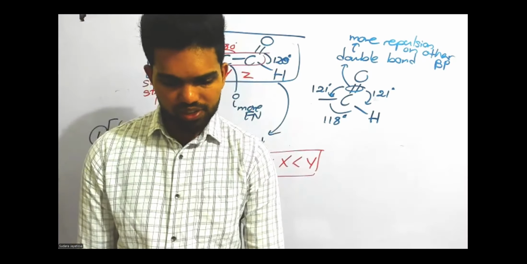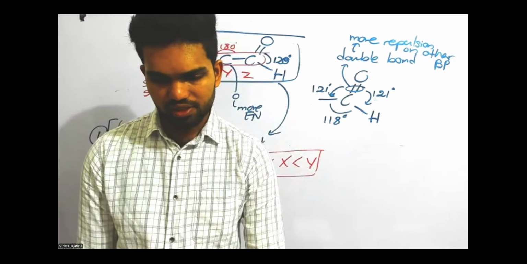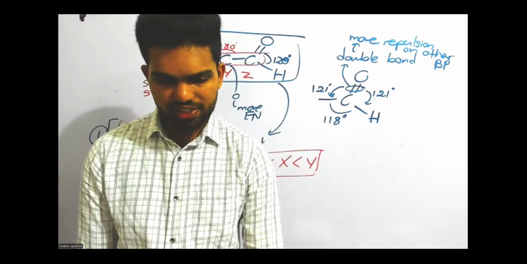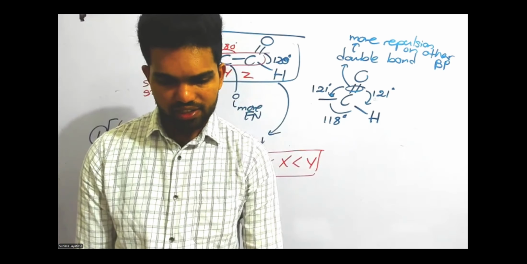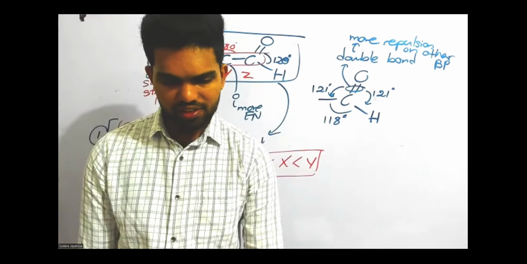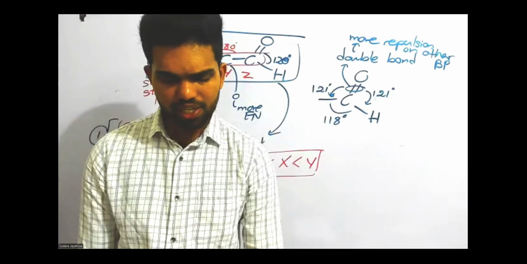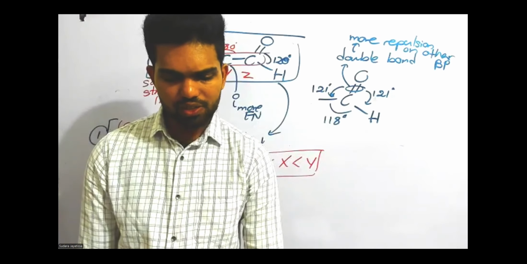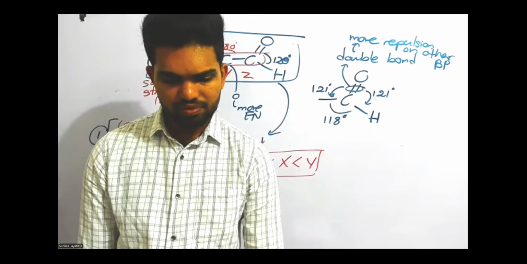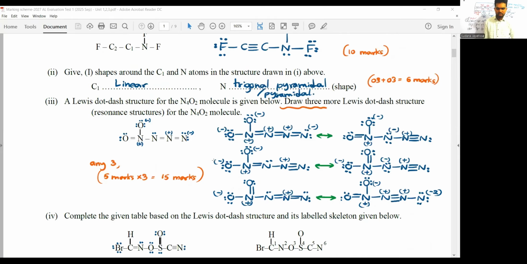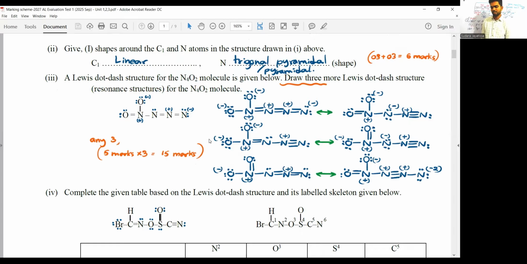Now let's go to our discussion on our structured essay question. We did a part of that structured essay question. I think we did the first part and we saw how to get the Lewis structure, and up to the Lewis structure we did. Right, so it's asking you to draw the resonance structures. It's asking you to draw 3 more resonance structures.